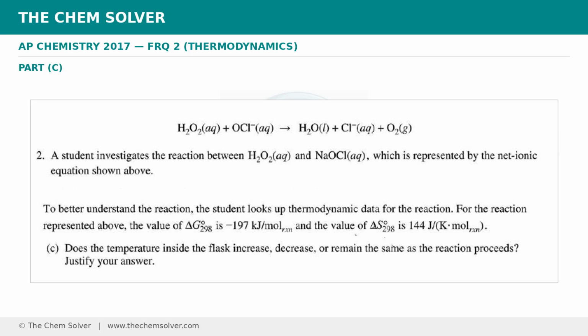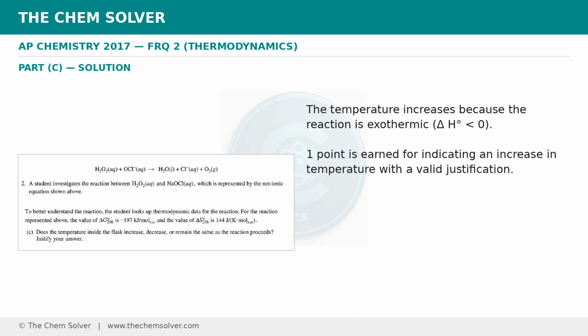C. Does the temperature inside the flask increase, decrease, or remain the same as the reaction proceeds? Justify your answer. The temperature increases because the reaction is exothermic, ΔH° less than 0. 1 point is earned for indicating an increase in temperature with a valid justification.